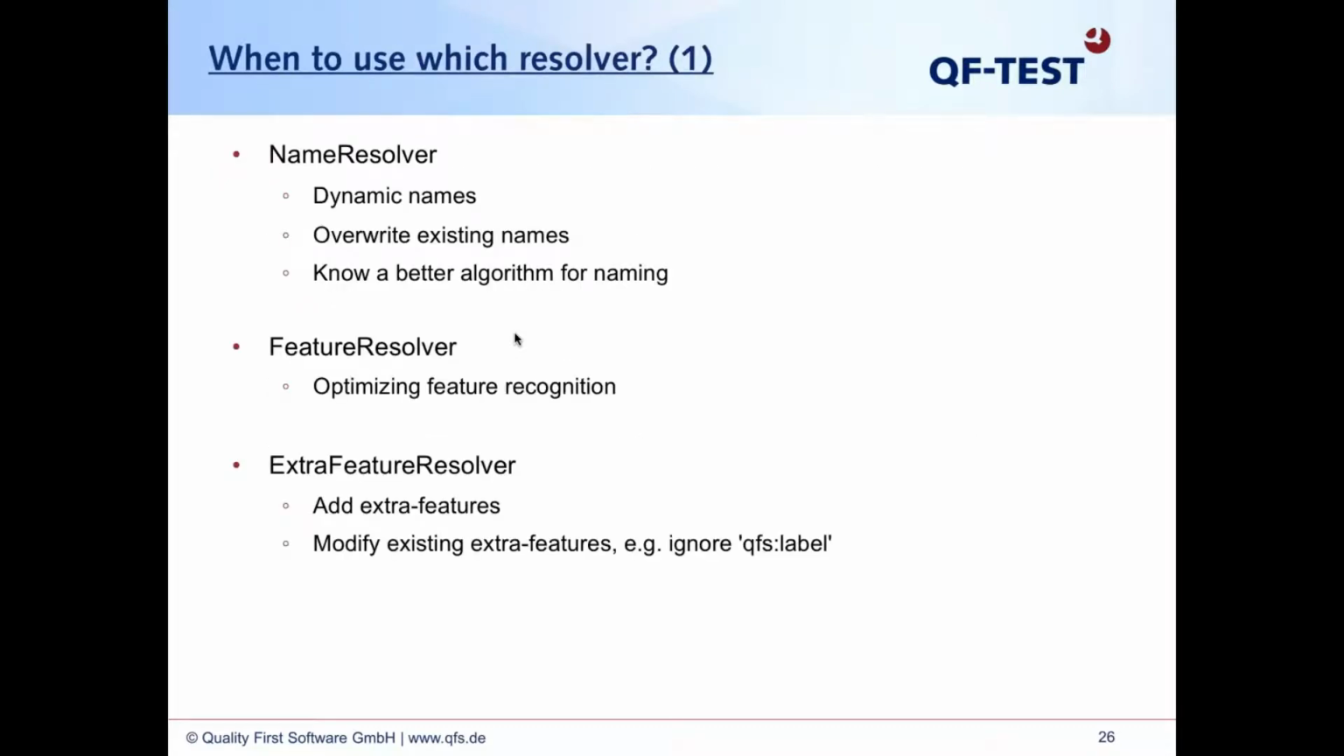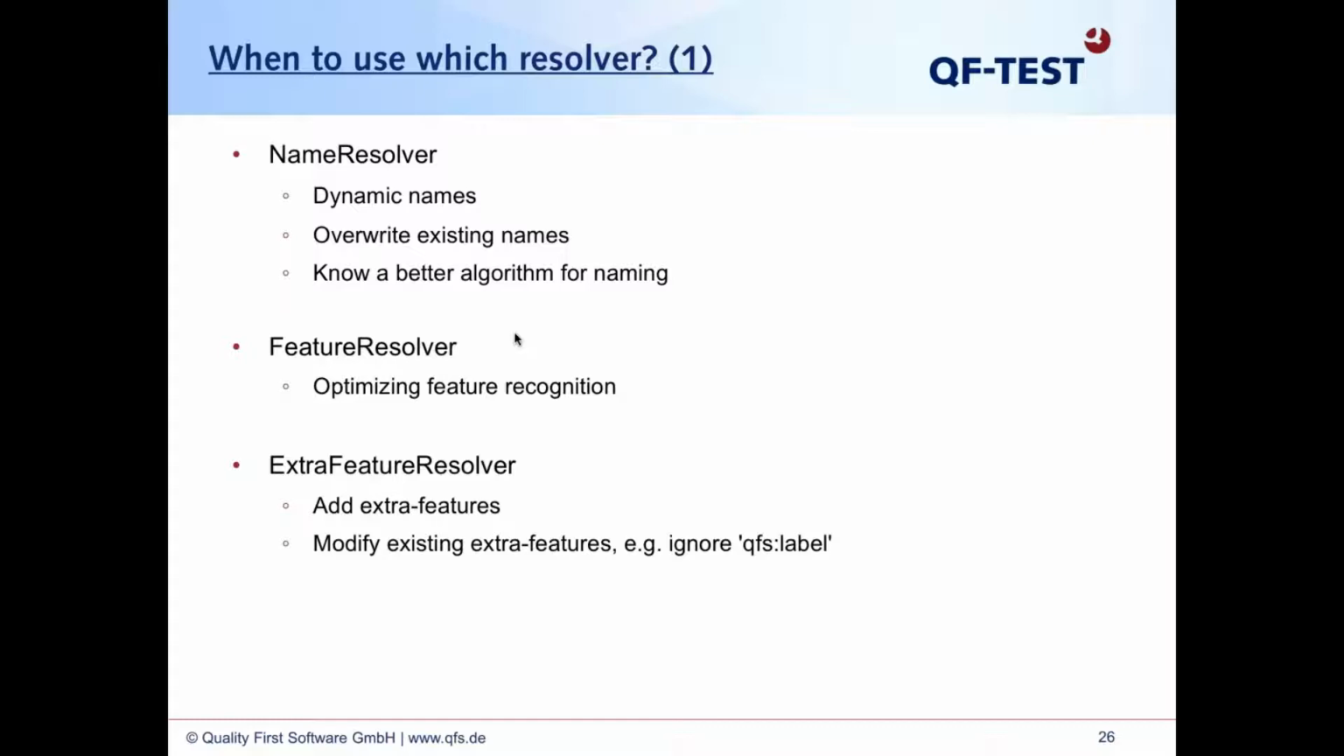So when to use which resolver? I already presented the NameResolver, which is good to solve problems when you have dynamic names or there are a non-unique name set in your application, so you want to make them unique. So you can use a NameResolver there, or if the QFTest NameResolver is not optimal for your application, you can improve it by using a better algorithm there.